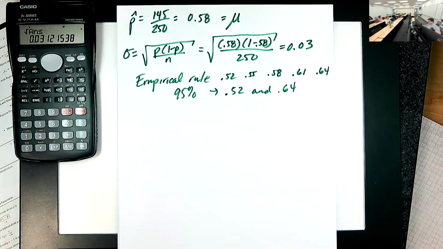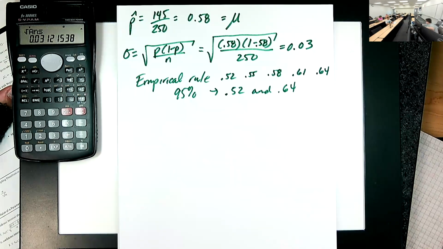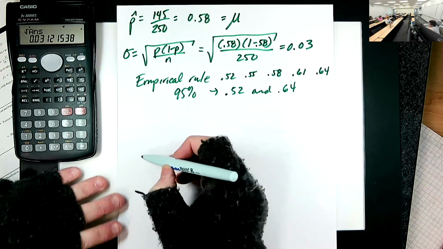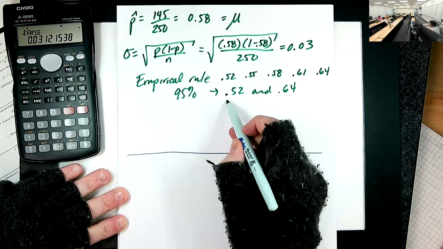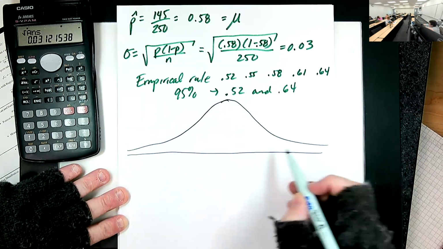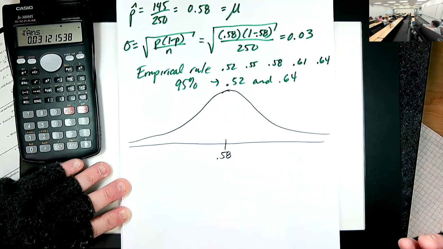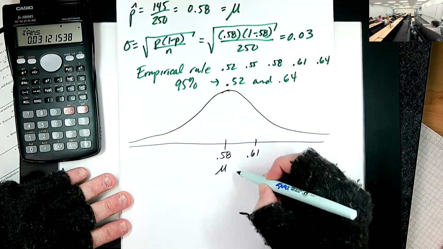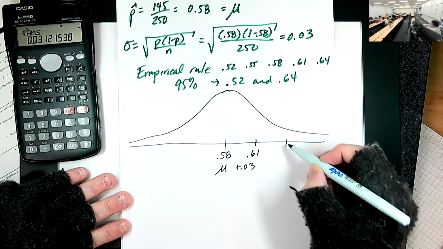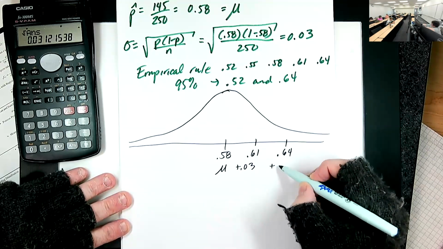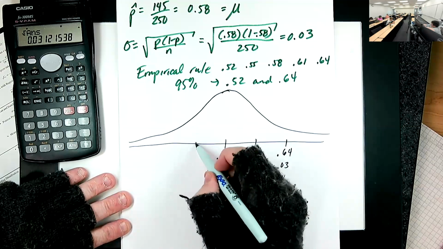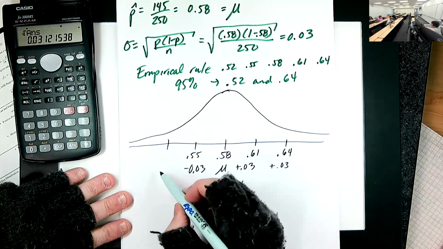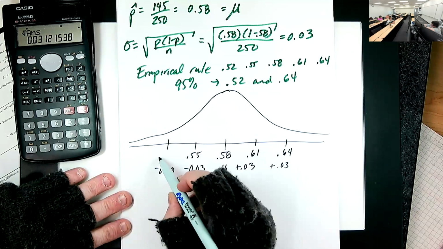So if we did the bell curve here, where's my black pen? Got it. 0.58 is our p hat. That's our mean. One deviation to the right is plus 0.03. Another deviation is 0.64, adding another 0.03. If I go to the left, I'm subtracting 0.03, which gets me down to 0.55, and I do another one and get down to 0.52.